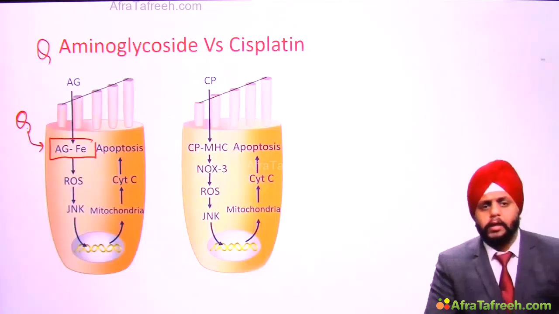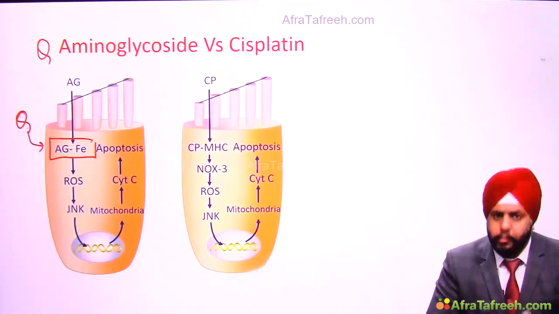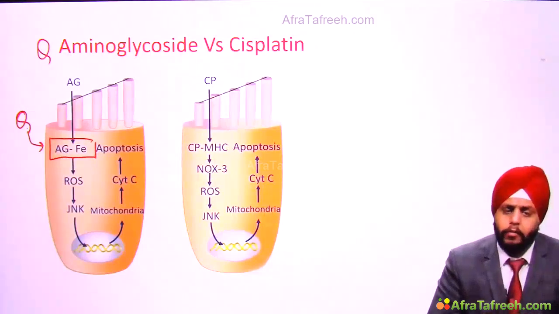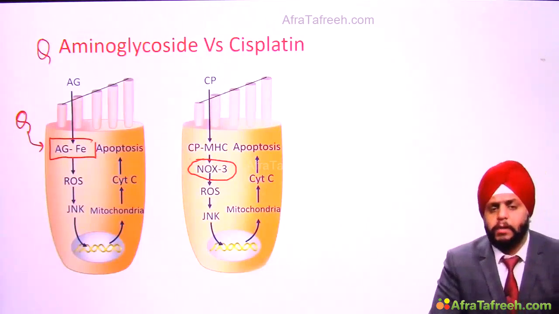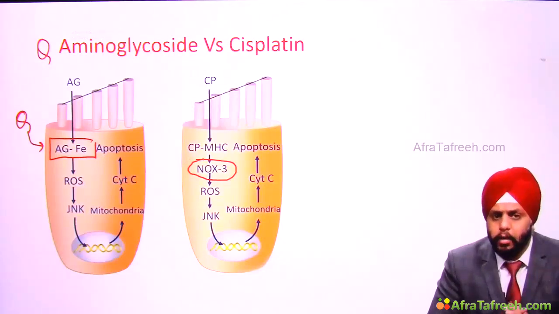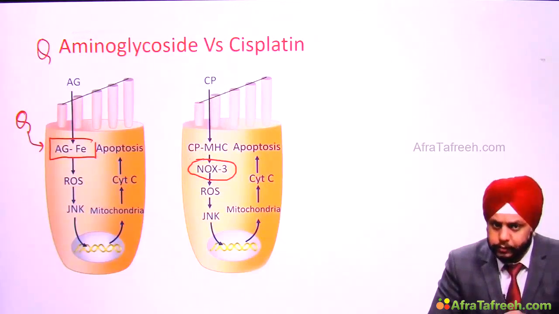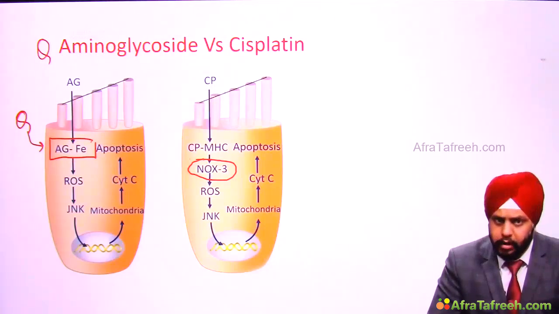So you see that in cisplatin, first there is collection of nitric oxide and only then there is stimulation of the ROS pathway. So in the initial phase this may be reversible, but in the later phase, once the ROS pathway is stimulated, it also becomes irreversible ototoxicity. So that was the ototoxicity difference between aminoglycoside and cisplatin.